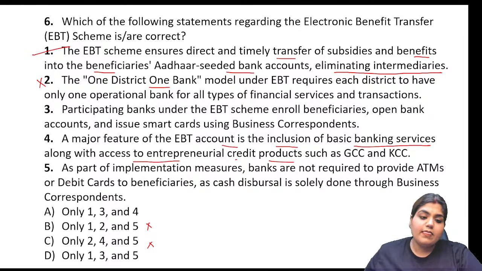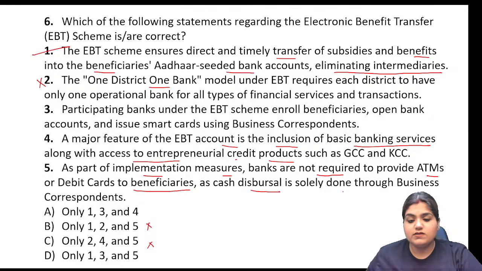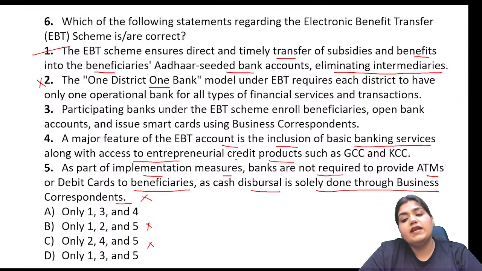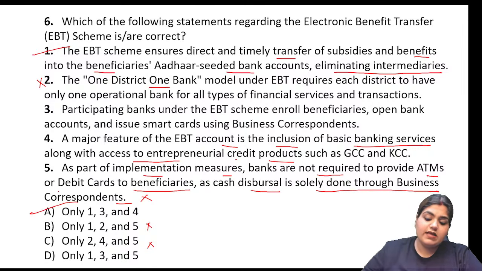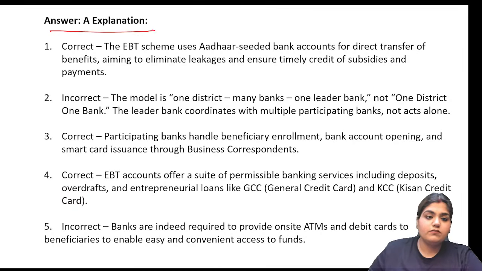Statement number 5. As part of implementation measures, banks are not required to provide ATMs or debit cards to beneficiaries, as cash dispersal is solely done through business correspondents. This statement is incorrect. Banks are indeed required to provide off-site ATMs and on-site ATMs. The cards are used by beneficiaries for easy conveyance of the money. That will give us A as the correct answer. Statement number 2 is incorrect. Statement number 5 is incorrect.